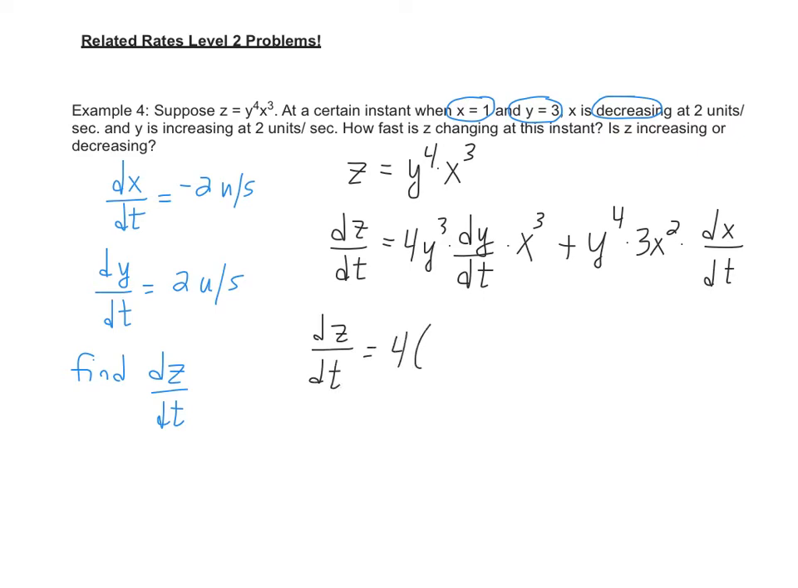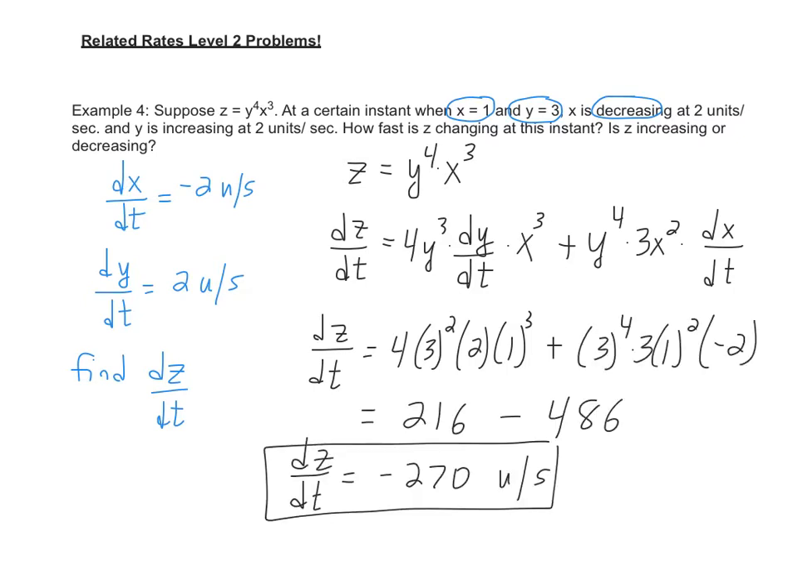So the y value of interest is 3, all right, and then dy/dt is 2. The x value of interest is 1. All right, so we're just going to carefully substitute all this in and then clean it up. So when we do the rest of this, again, just carefully substituting in. You'll be allowed to use a calculator for this. All right, we end up with negative 270 units per second for the rate at which z is changing. Now, because of this negative, it means that z would be decreasing. Okay, on to the next one.